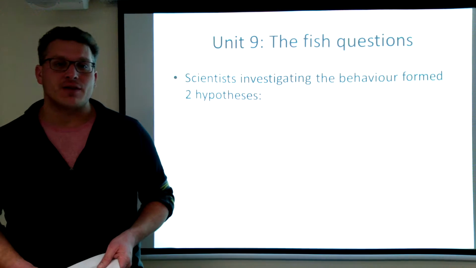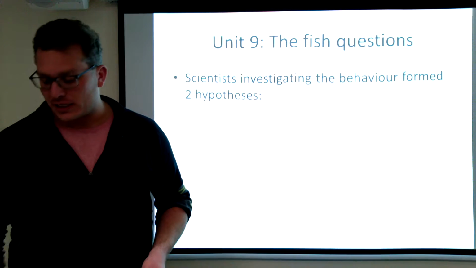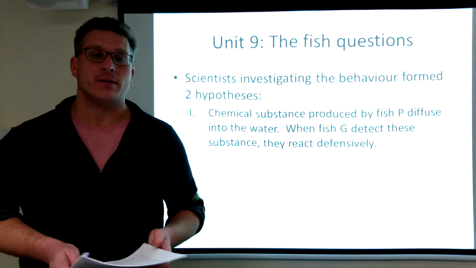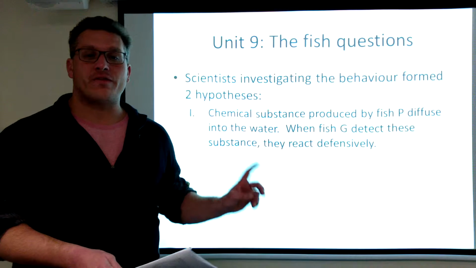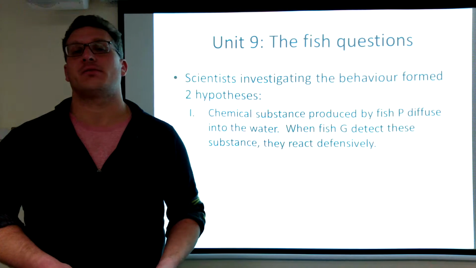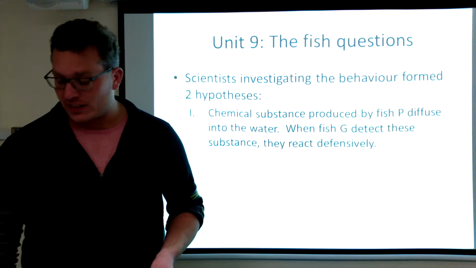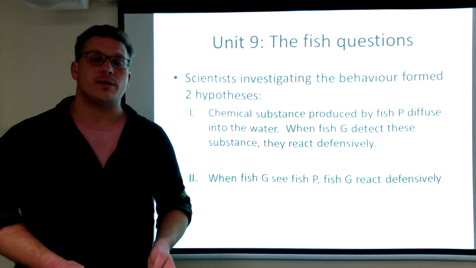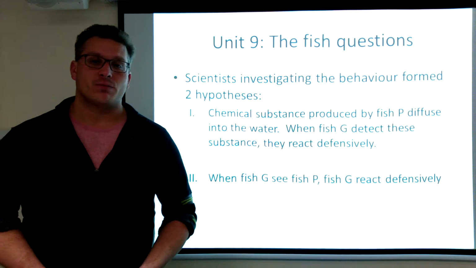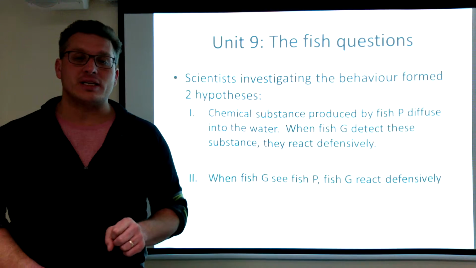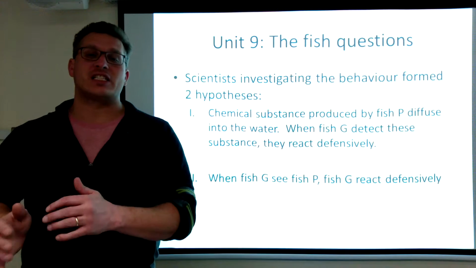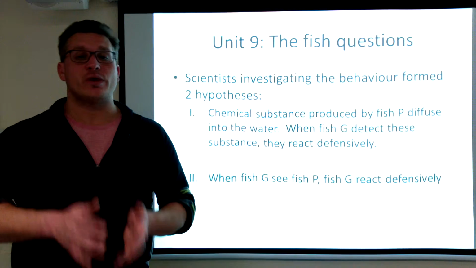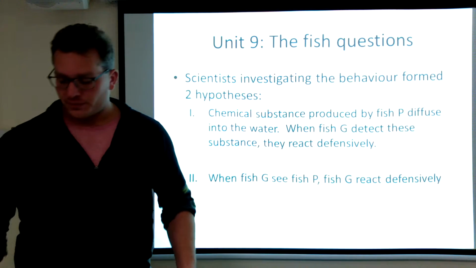Scientists investigating the behaviour formed two hypotheses. One is that a chemical substance produced by fish P is diffused into the water. When fish G detects this chemical substance, it reacts defensively. Number 2 says when fish G sees fish P, G reacts defensively. So really, hypothesis 1 is saying fish G will react defensively due to a chemical influence, and hypothesis 2 is saying fish G will react defensively due to vision.